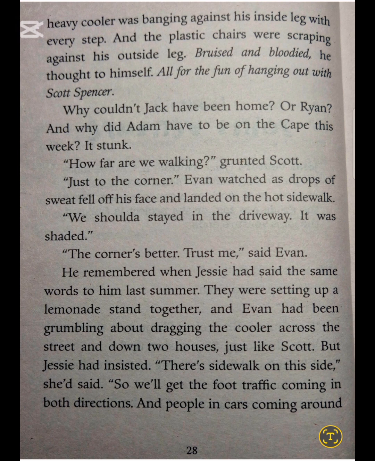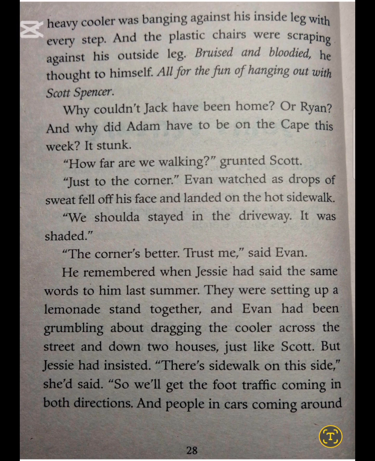Evan watched as drops of sweat fell off his face and landed on the hot sidewalk. We should have stayed in the driveway. It was shaded. The corner's better, trust me, said Evan. He remembered when Jessie had said the same words to him last summer. They were setting up a lemonade stand together, and Evan had been grumbling about dragging the cooler across the street and down 2 houses, just like Scott. But Jessie had insisted.